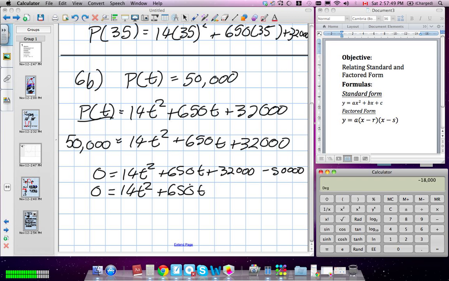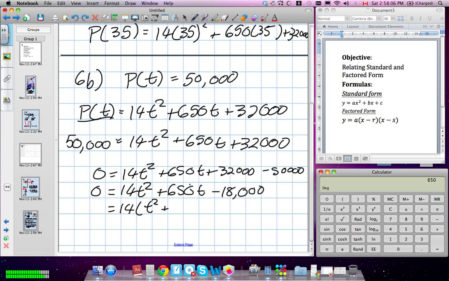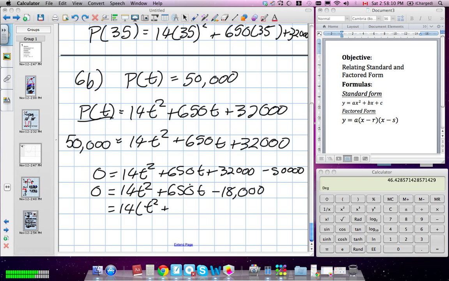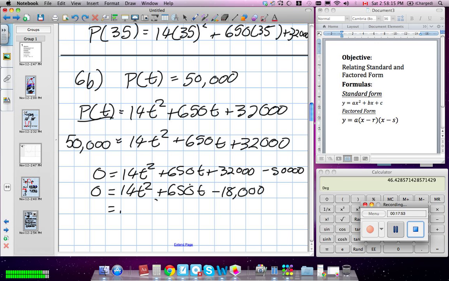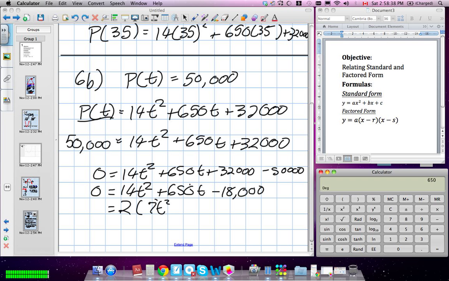Now I need to factor. So I've got to take out the common factor. I'm hoping 14 is a common factor. Oh no, it isn't a common factor. So we might have to take the number 2 out. Now, you've done factoring. So sorry, 14 wasn't a factor, but 2 will be. So we have 2 times 7T squared plus 325T minus 9,000.